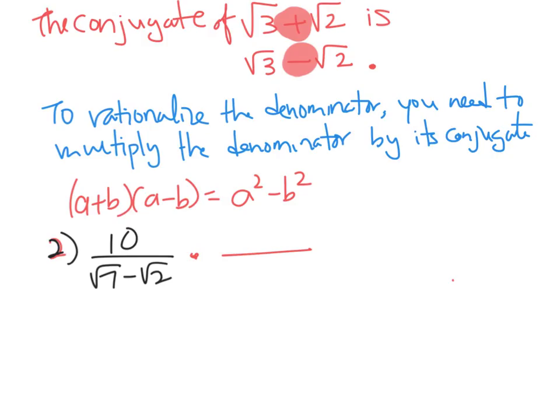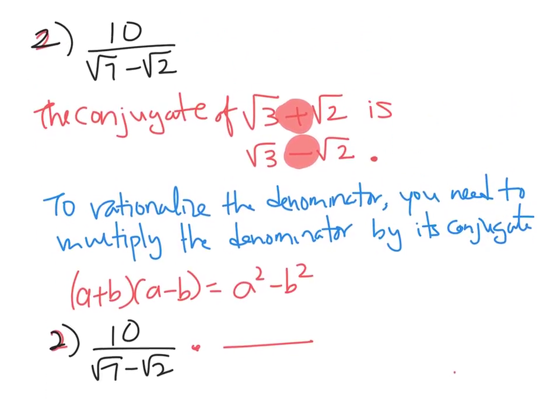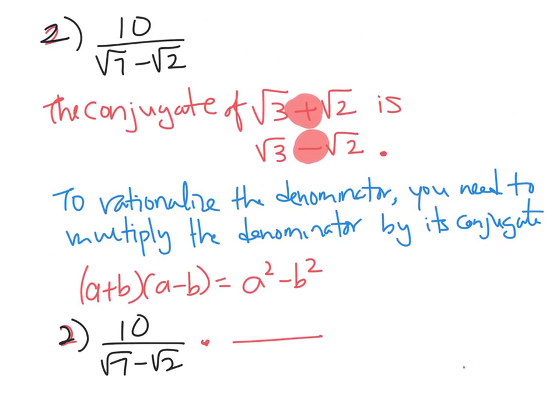Okay, so what we're going to do is we're going to look at the question. We're trying to rationalize the denominator with question number 2. But before we do that, we need to take some notes, okay? So over here, the conjugate of square root of 3 plus square root of 2 is square root of 3 minus square root of 2. Just notice that the only difference between these two is that here's a plus and here's a minus, okay?